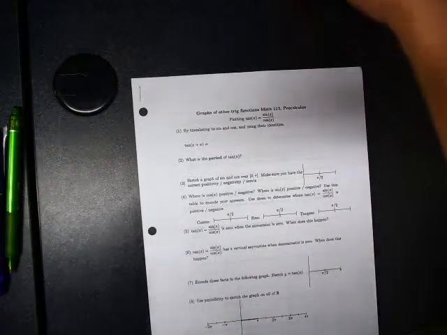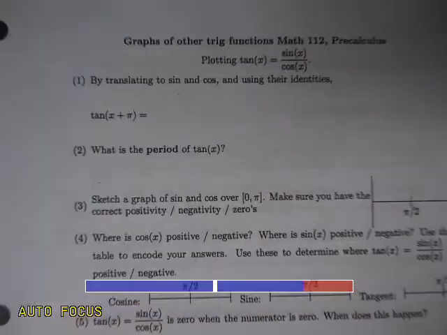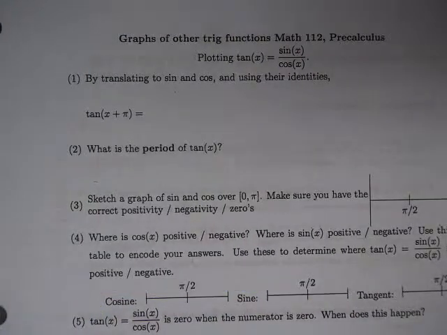And just like what we did when we graphed sine and cosine, we'll start by figuring out what the period is. So what we do, we'll try to graph tangent over one period, and then we'll repeat that graph over all the remaining periods. So in order to figure out the period, start out by telling me this. What's the tangent of x plus pi?